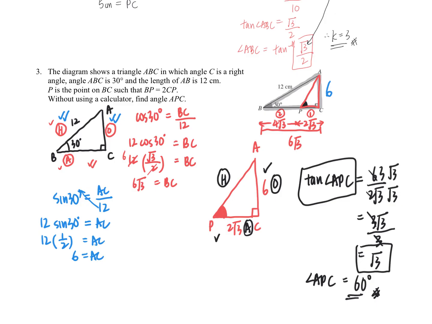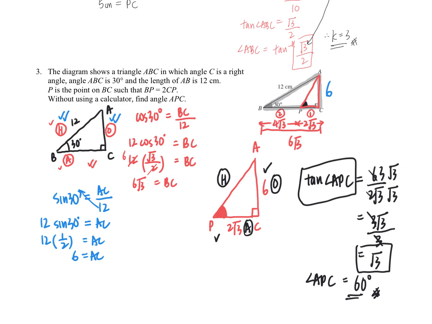Because of the proportion, remember, they tell me BP is 2 times of the other. So this is 1 unit and this is 2. So the whole thing is 3 units. I divided this by 3 units. So this one is 2 root 3, this one is 4 root 3. Yeah, I proportion them out.